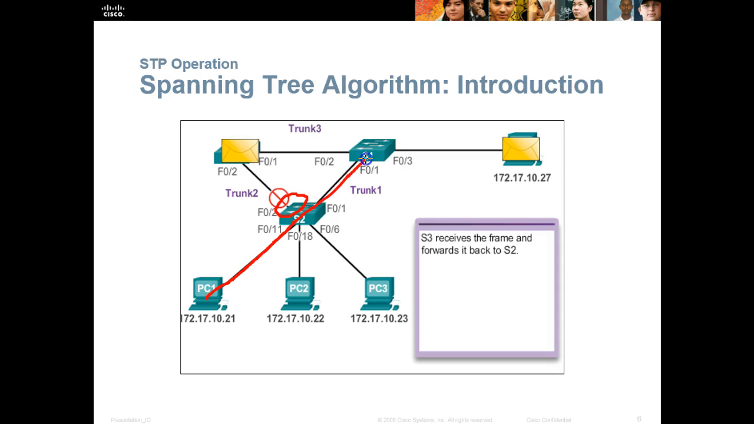It'll go to switch 2. Then it will get flooded out and go to, of course, these PCs down here, and switch 1, and then switch 1 will flood it out here. Now, the difference is, this one will send it down, but you see it's a blocked port here. It's not up and running, so the update does not come back to switch 2. So it blocks the loop.